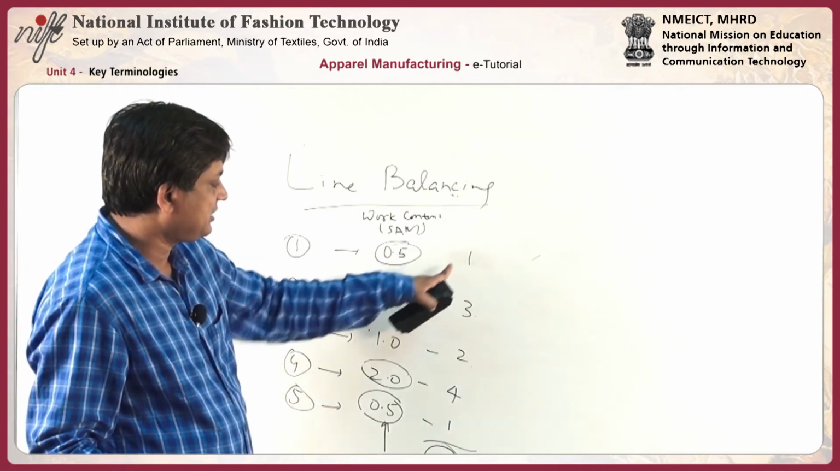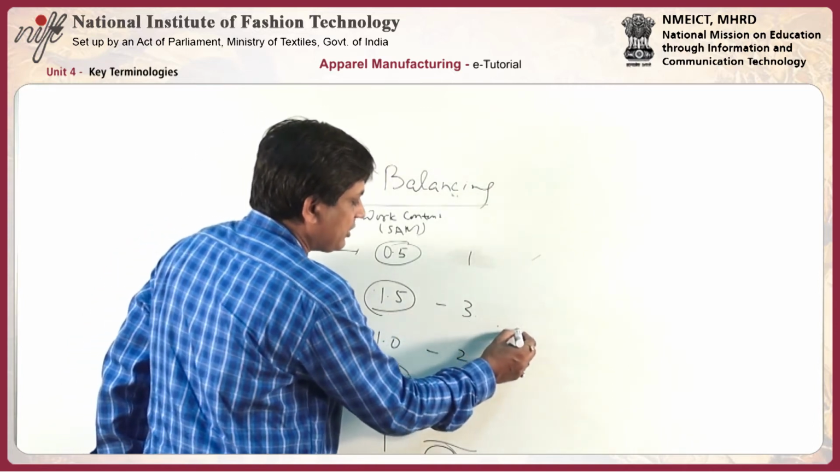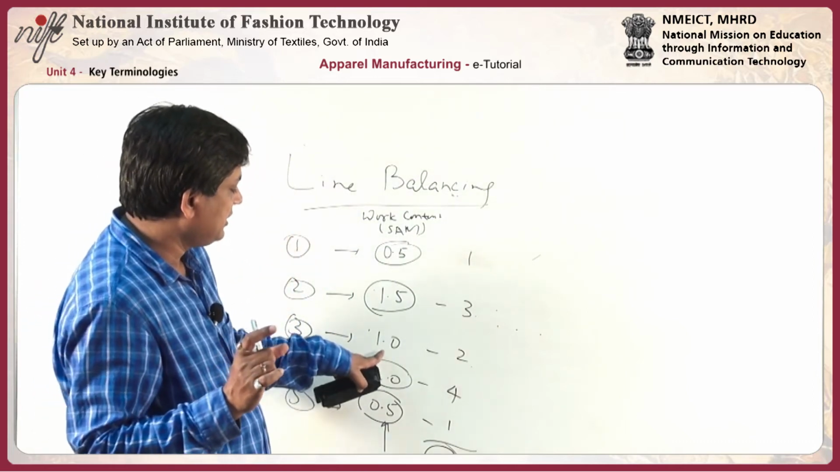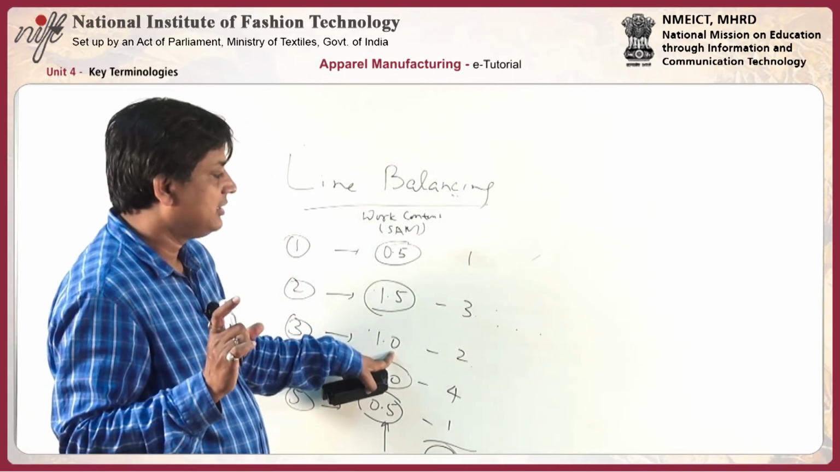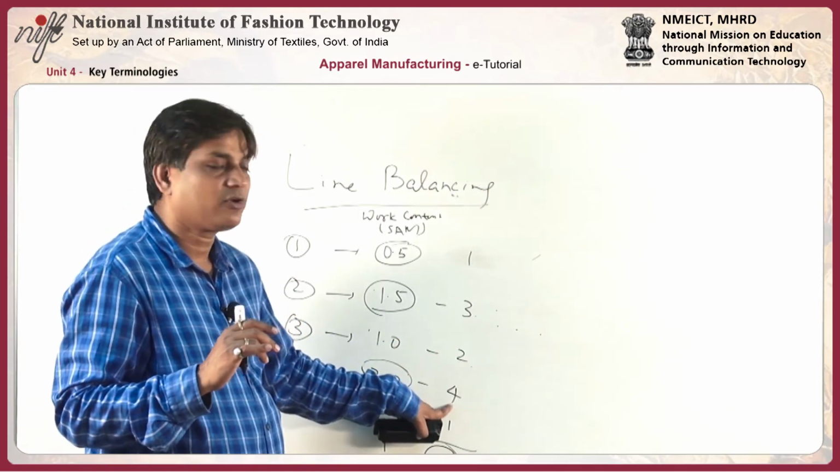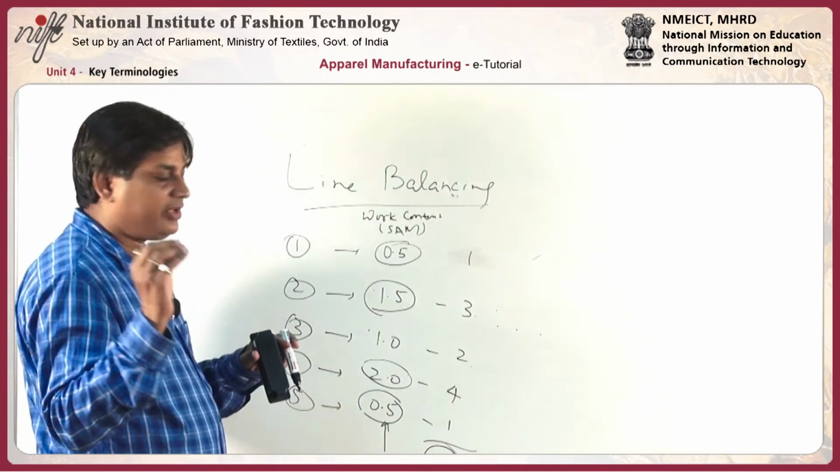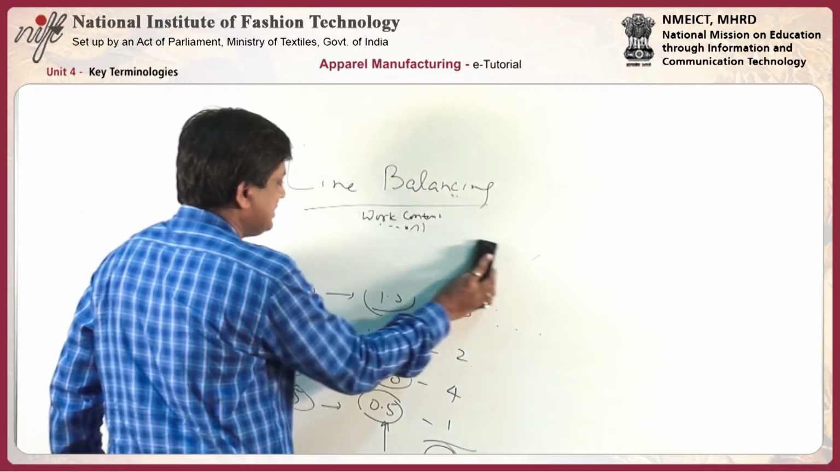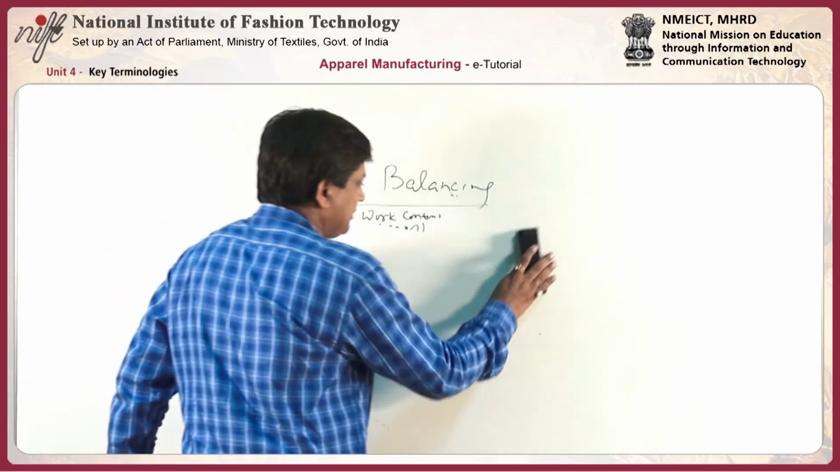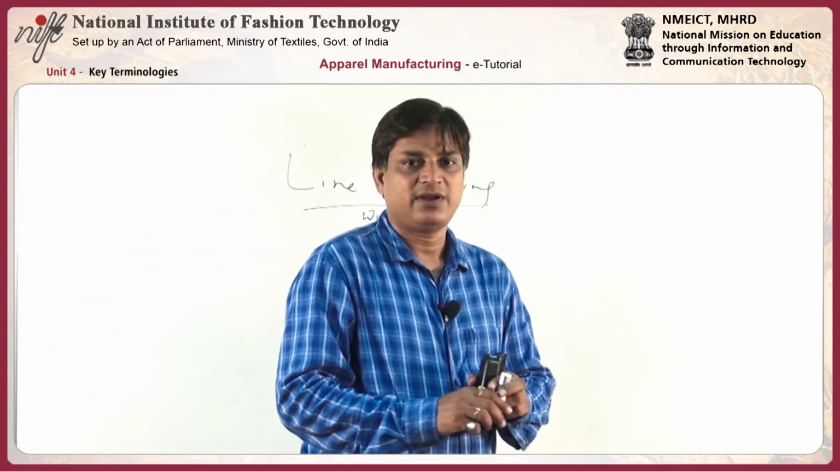For the operation where 1.5 is the work content, we have allocated 3 operators, so ultimately for every operator the work content will be 0.5. Here the SAM is 1, so we allocated 2 operators. Here the SAM is 2, so we allocated 4 operators. Like that, this is one way we can do line balancing. In line balancing, we also take the concept of takt time. We talk about pitch time also. We take these things into consideration, and then finally line balancing is done.